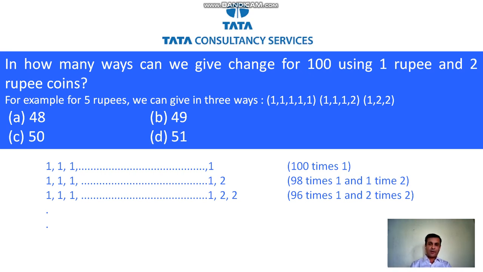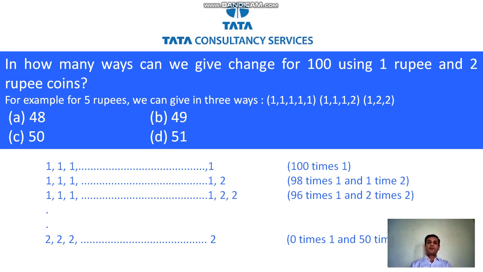Third way can be what? Instead of one 2 rupee coin, make it two 2 rupee coins. And then the number of 1 rupee coins will obviously be 96. And this process will continue. What we are doing is adding 2 rupee coins each time, incrementing the 2 rupee coins and accordingly reducing the 1 rupee coins. So the last way will be using 50 2 rupee coins and no 1 rupee coins.